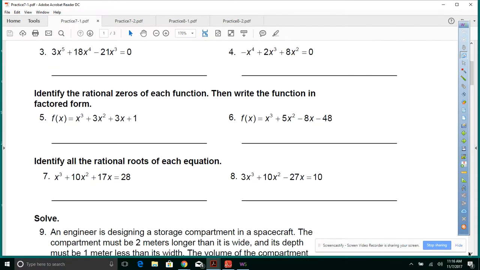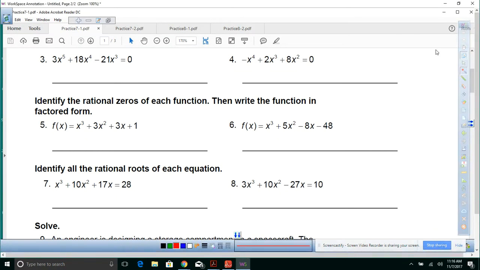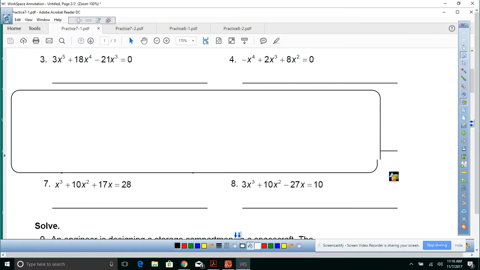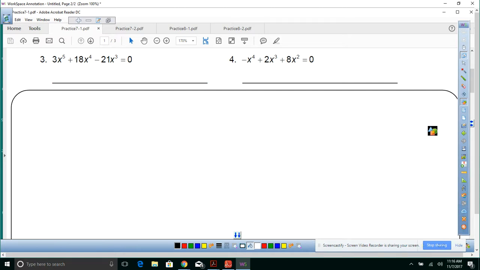Number 3. Now, what you could do is stop this, work it yourself, and then start it back up and see. So, assuming that you've done that, we got 3 terms here. We have a degree of 5, a leading coefficient of 3. Step 1 is find the greatest common factor.